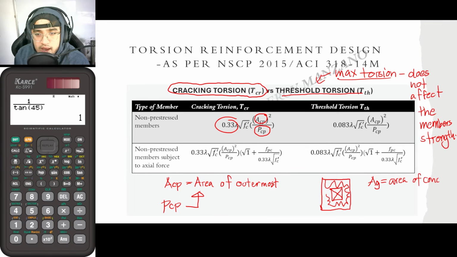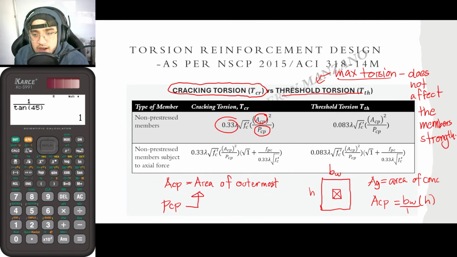But when we say ACP, regardless if it has a hole in it or not, suppose that I would be erasing this first. So once again, if we would be having a hole in here, for the value of ACP, suppose that this is BW and this is H, this is still B sub W times H. Okay? So that is ACP. So regardless if it has a hole or not, ACP would still be the same.